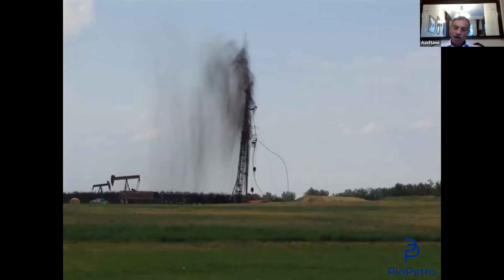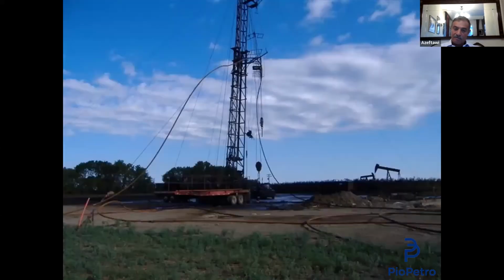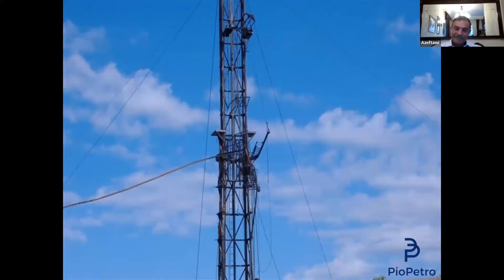What you see here is a blowout. A blowout will happen. And what you see on the ground here is a 3.5-inch pipe. This pipe was inside the well. It's a completion tubing. Who brought it to the surface? It's pressure. It's pressure.